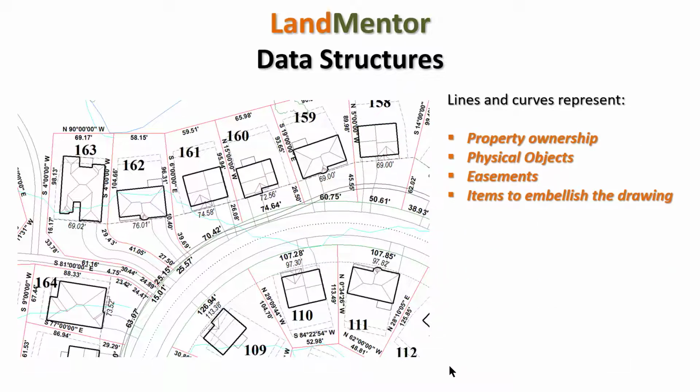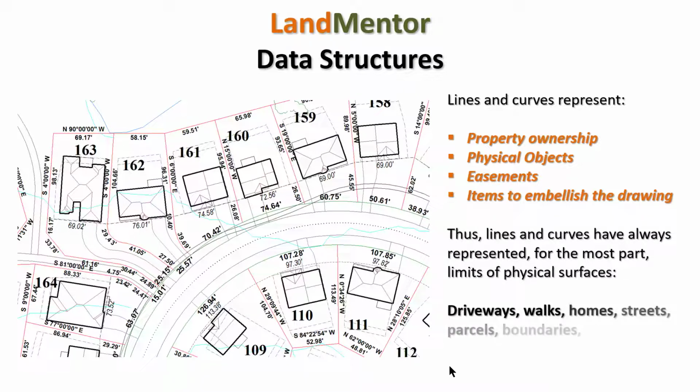So lines, curves, well, what do they represent? The property ownership, you can't really see that. Physical objects, you could see. Easements, you don't really see easements. So there's things you see or not see. And it could be just items to embellish a drawing, like the little tree line showing by lot 159 there. So they're always represented, for the most part, of physical surfaces. In your mind, you're trying to look through this and figure out what's your driveways, what's your sidewalks, things like that. And as we include more and more things in the drawing, it gets more taxing for your mind.